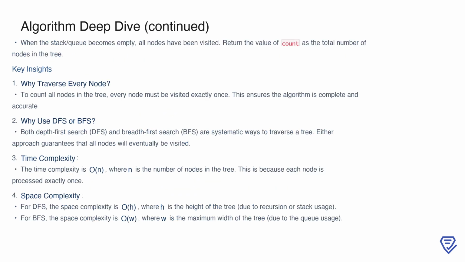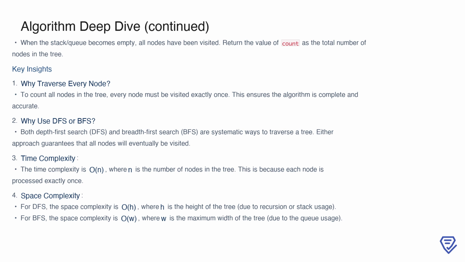Once initialization is complete, the algorithm moves into the traversal step. The goal here is to visit each node in the tree exactly once while updating the count. This is done by repeatedly processing nodes from the stack or queue until it is empty. For each iteration, the current node is removed from the stack or queue, and the count variable is incremented to reflect that we've visited this node.